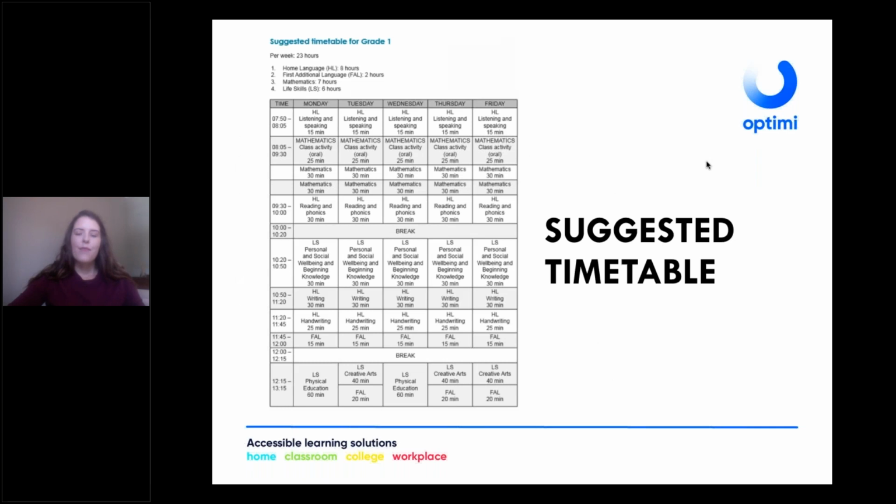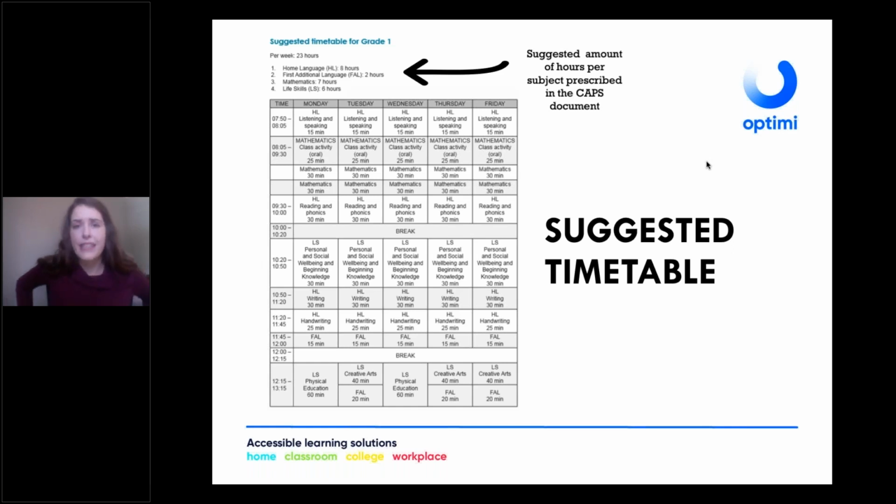Okay. Now we're moving on to the suggested timetable. You will see that this timetable is a bit more comprehensive and detailed than the Grade R daily program. The reason for that is that in the CAPS document, they suggest the amount of hours for a specific subject. So if you have a look, you will see for Grade 1, the suggested amount of hours is 23 hours a week. Home language is 8 hours, first additional language is 2 hours, mathematics 7 hours, and then life skills 6 hours. So here they took that amount of hours and divided them into a well-balanced timetable for you to be able to follow.